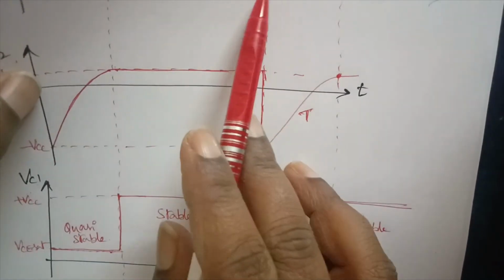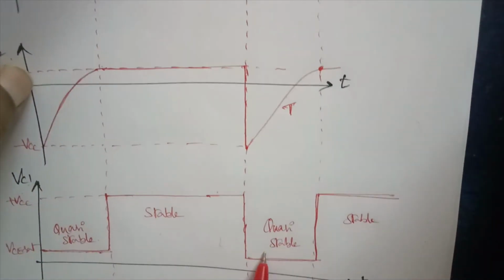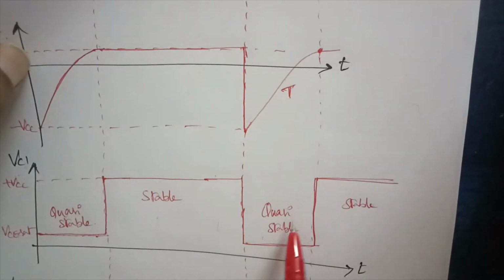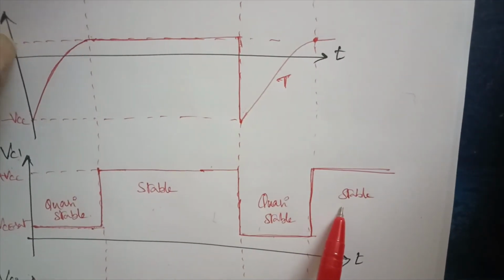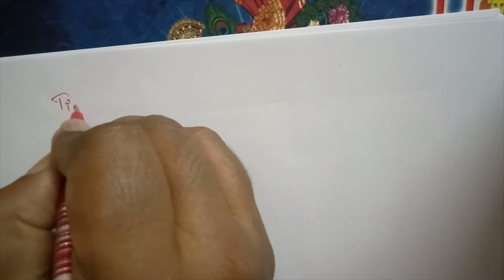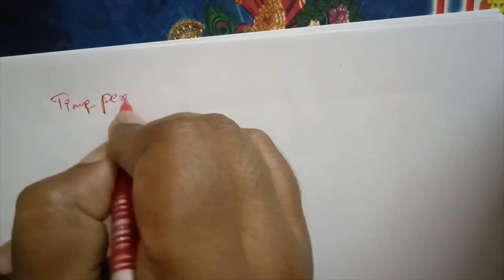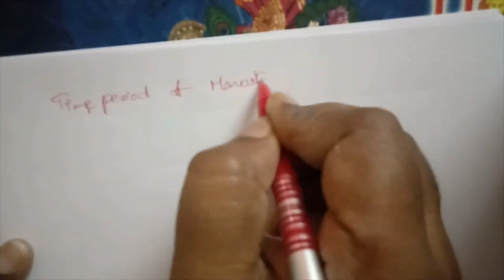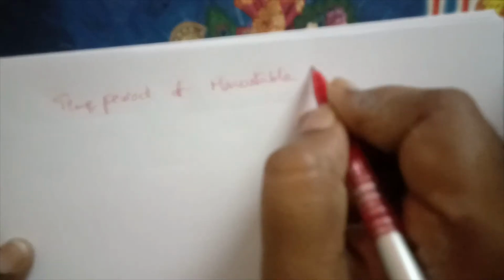So initially it is in the stable state. Whenever we are applying a trigger pulse, then only it moves on to the quasi-stable state. So due to the RC network, it moves back to the stable state. So now coming to the derivation part: the time period of the monostable multivibrator.